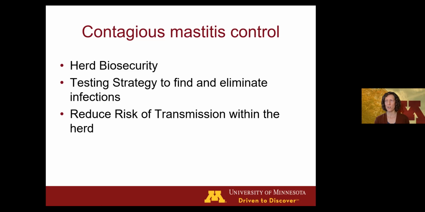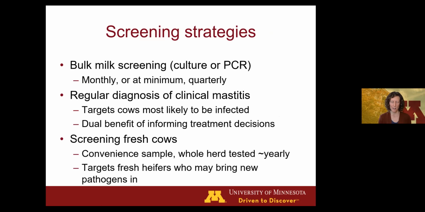So testing strategy, let's talk a little bit more about testing strategy. I want to make the point that if you are not doing bulk milk screening on a regular basis in your herd, you should start doing it right now. I strongly believe that every herd would benefit from ideally monthly, but at minimum, quarterly bulk tank cultures to screen for contagious pathogens. It's a relatively low cost insurance strategy to make sure that you don't have those in your herd, or to find them relatively quickly if they do get introduced to your herd.